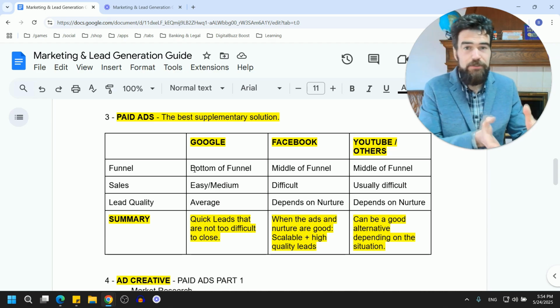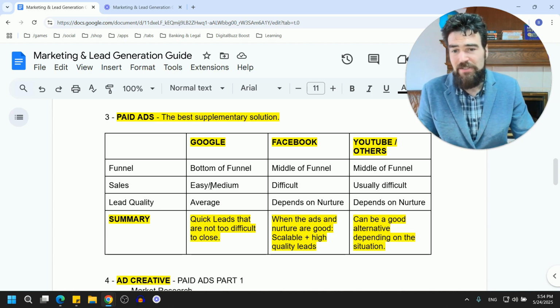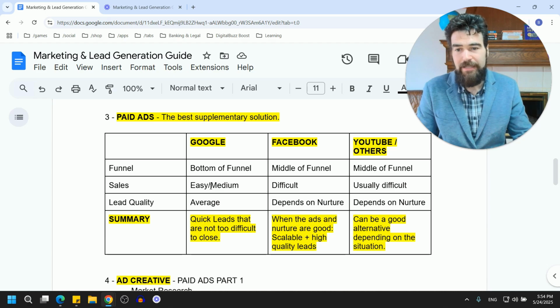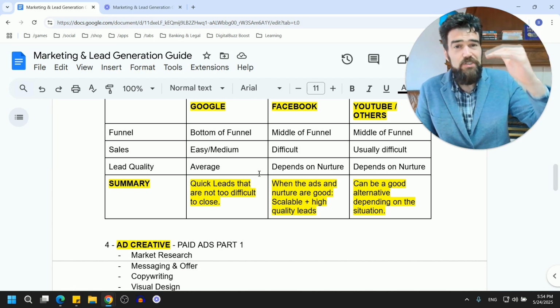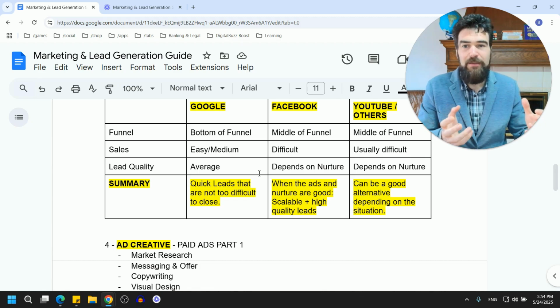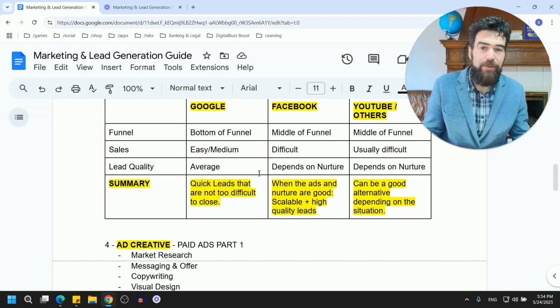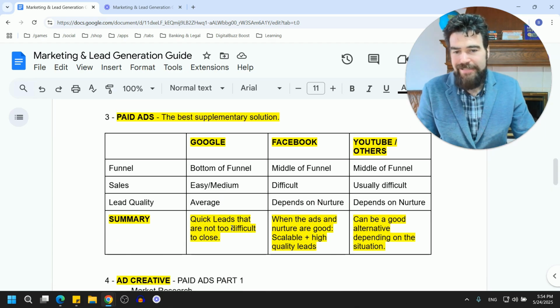So this comes with certain benefits, but it also comes with certain drawbacks. The benefits are that the sales are not going to be that difficult. It's going to be relatively easy to get those people in. But the drawback is that the lead quality is going to be average, because they're not just looking at you on Google, they're probably also comparing different solutions. And they're probably just looking for someone that can do it the best. So they're actively comparing, which is the drawback. So with Google, the summary is quick leads that are not too difficult to close.